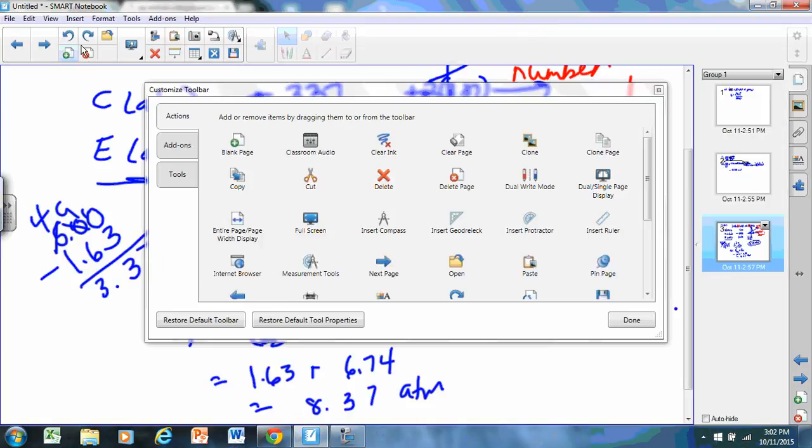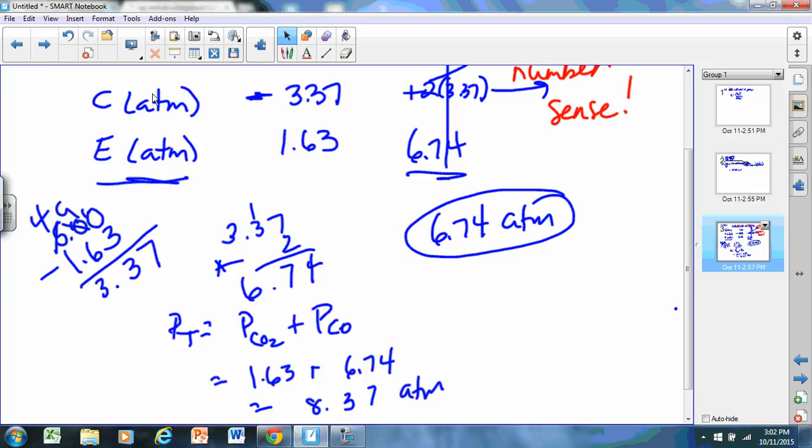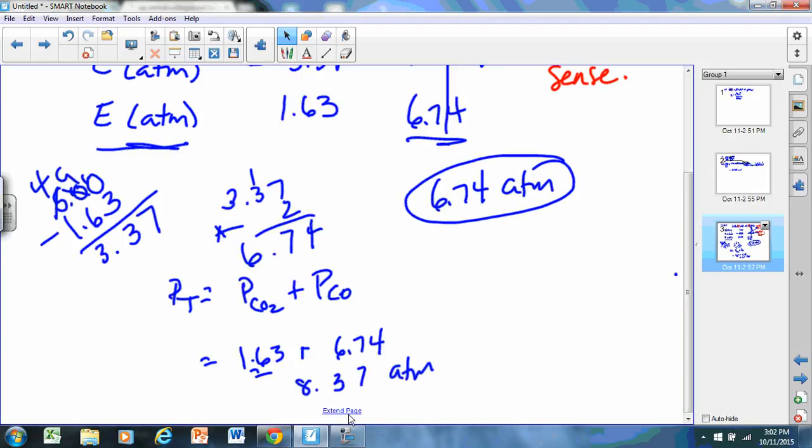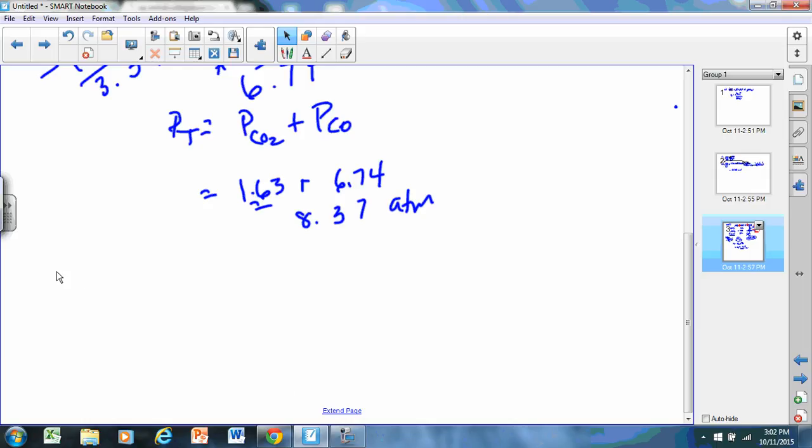Okay, new page for part II. Oops, that's not what I wanted to do. I pushed the wrong thing. I need a new page. How do I get a new page? I do not know. Let's just go to the next page. There isn't a next page. What did I do? Okay, let's extend page and see what happens.